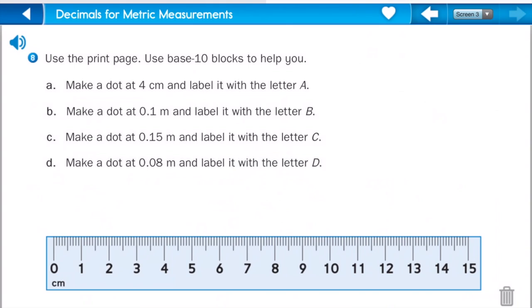Use the print page. Use base 10 blocks to help you. So let's make a dot at 4 centimeters and label it with the letter A. So let's find 4 centimeters. I'm going to look and I'm going to count over 4 places. 1, 2, 3, 4. I'm going to label that with an A.